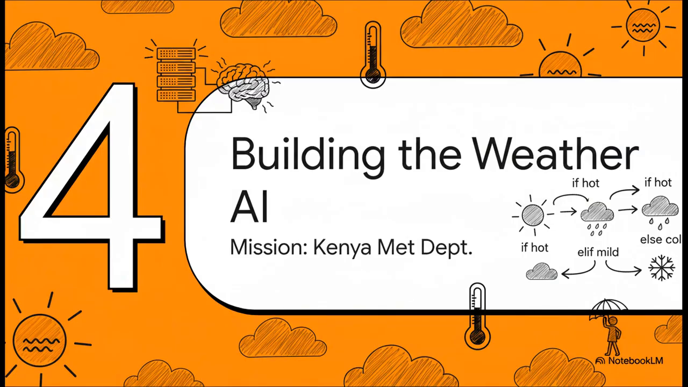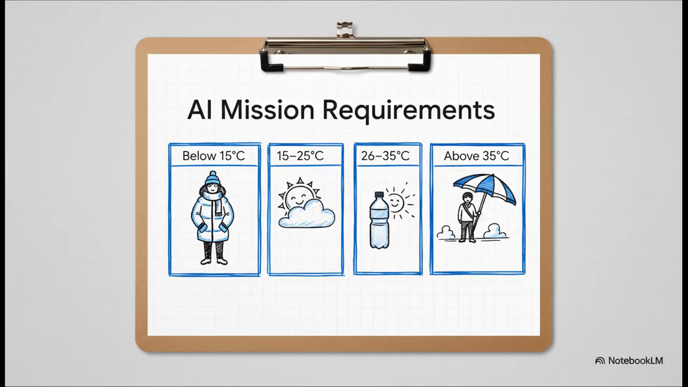All right, our toolkit is officially complete. We've got if, elif, else, and our logical operators. It's time. Let's put it all together and finally complete our mission for the Kenya Meteorological Department. Let's build that weather AI. Here's our rulebook, the AI's instructions. It needs to give a very specific piece of advice for 4 different temperature ranges. This is a perfect job for our if, elif, else structure. Each one of these bullet points is about to become one step in our decision-making ladder.